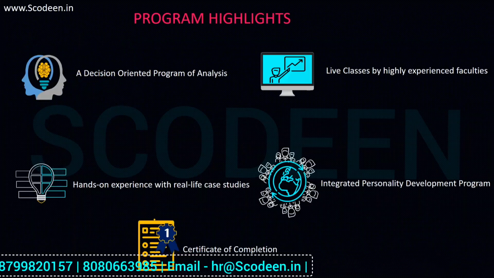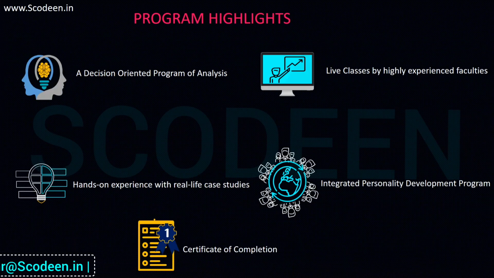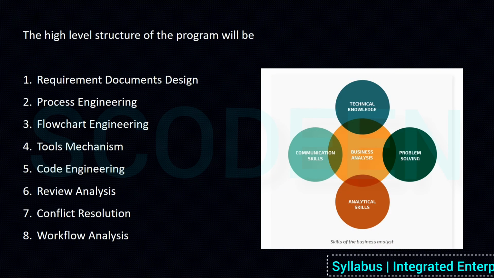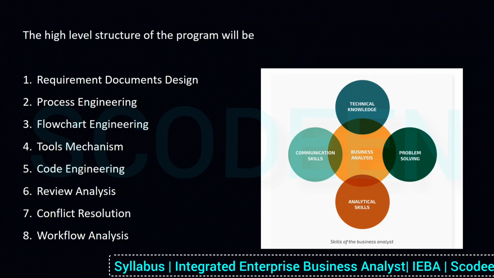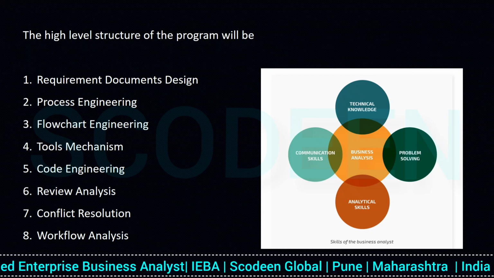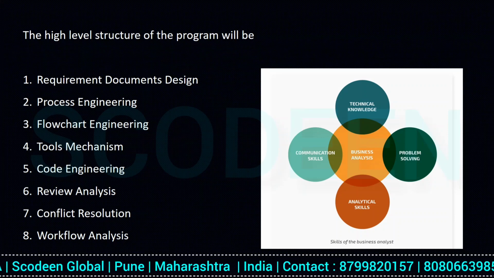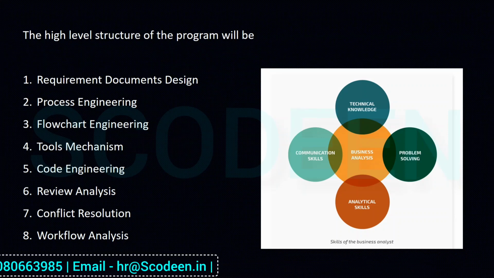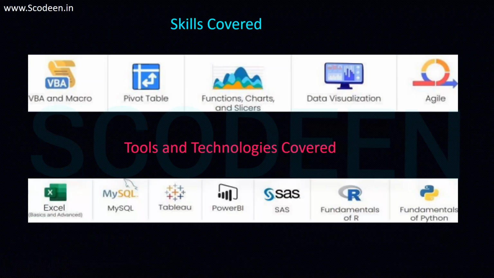The program highlights will be a decision-oriented program of analysis, hands-on experience with real-life case studies, live classes by highly experienced faculties, an integrated personality development program, and a certificate of completion. The high-level structure will be requirement documents design, process engineering, flowchart engineering, tools mechanism, code engineering, review analysis, conflict resolution, workflow analysis, skills and market demand. Tools will be in folder.